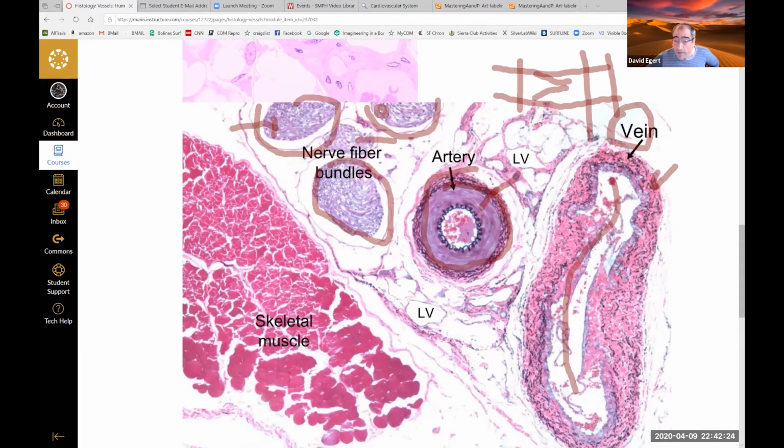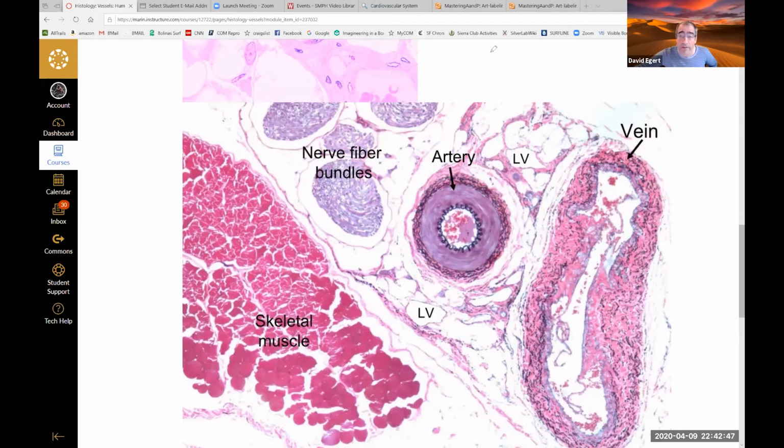So that is something when you are doing your studying, one of the classic slides is called nerve, artery, vein. You should be able to recognize at this point a nerve versus an artery versus a vein. Sometimes it's a bad slide or it can be trickier to tell, but the best slides are going to be very clear.